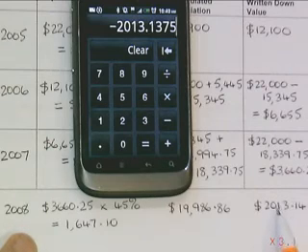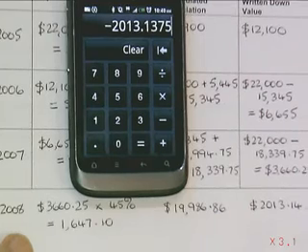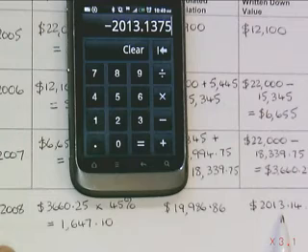Now what we notice about that, $2,013.14 is very close to the estimate of salvage value. If we now sold our machine for $2,000, we would make a profit of $13.14 because it still would have that value in our books.